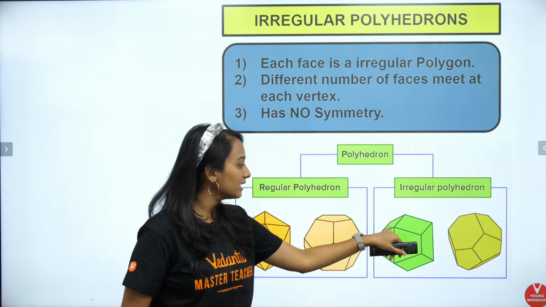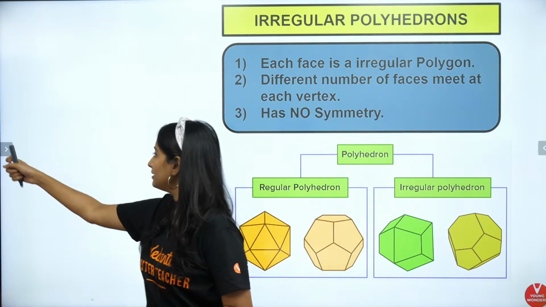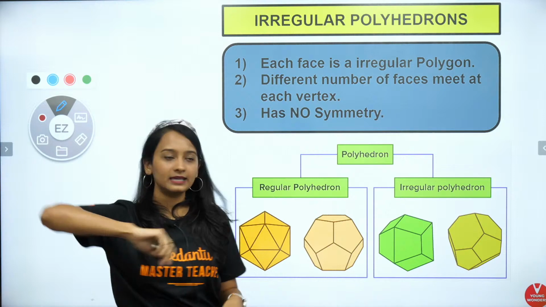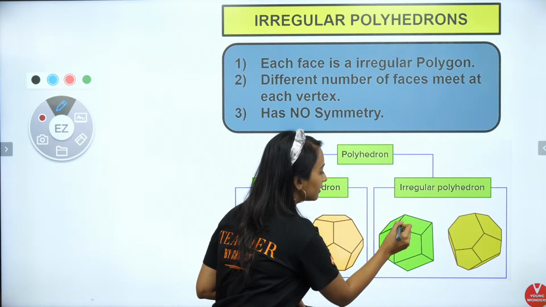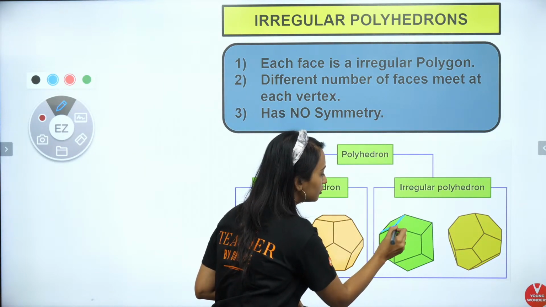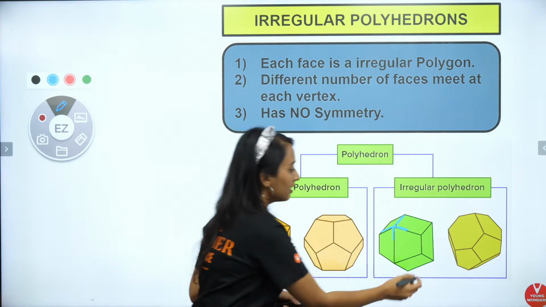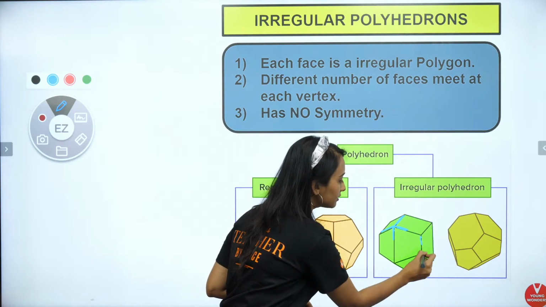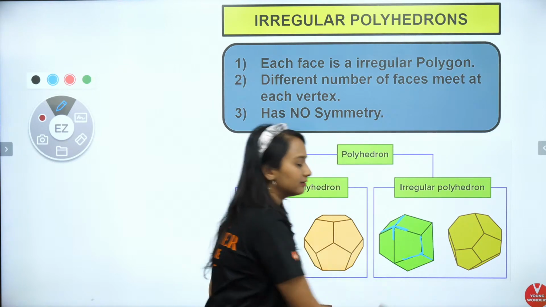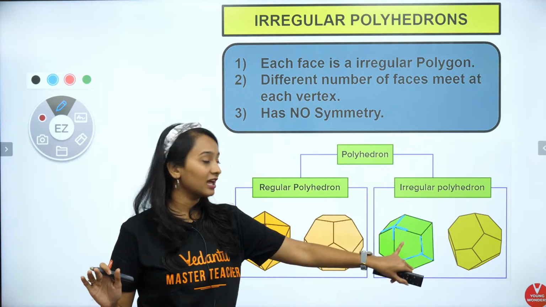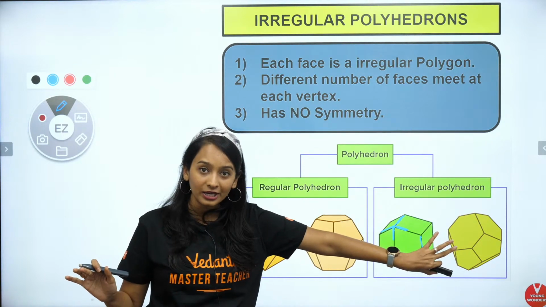So as you can see, this vertex here, let's take blue here. This vertex here is formed by joining 1, 2, 3 and 4. So basically 4 faces together. But here as you can see, it is joining 1, 2 and 3. Only 3 faces together. So this is the speciality of an irregular polyhedron.